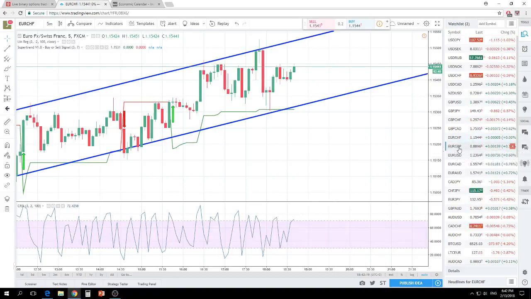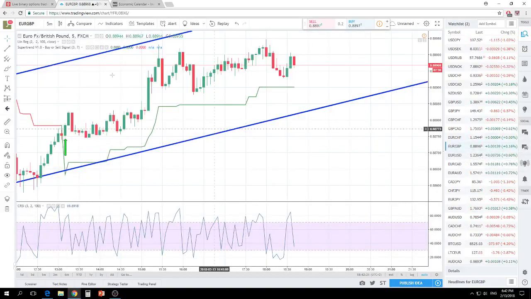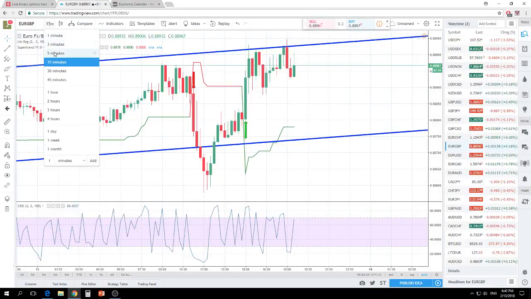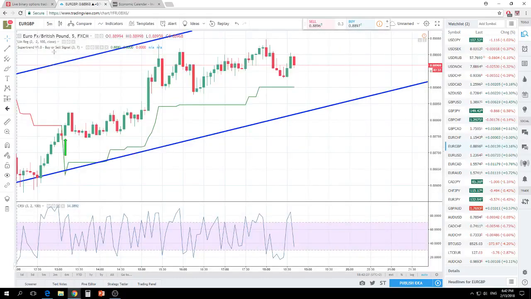Euro Swiss franc, no. Euro GBP, let's see. I think it can be good. Yes, Euro GBP is also good. So it's good to go high with the next candle.